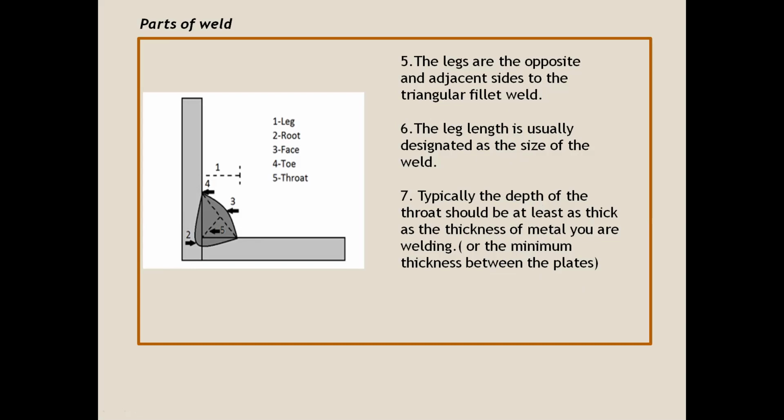The depth of the throat should be at least as thick as the thickness of the metal you are welding. That means the minimum thickness of the two plates being welded is taken as the throat thickness. Then these are the parts of the weld.